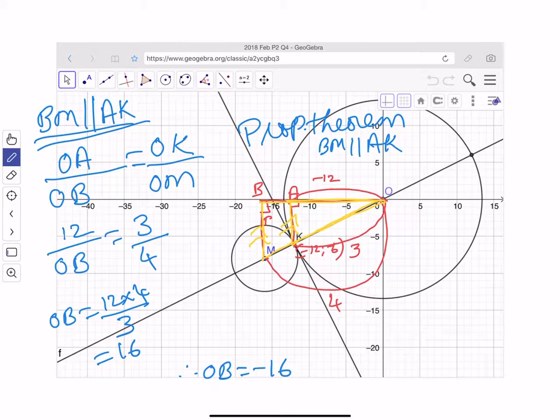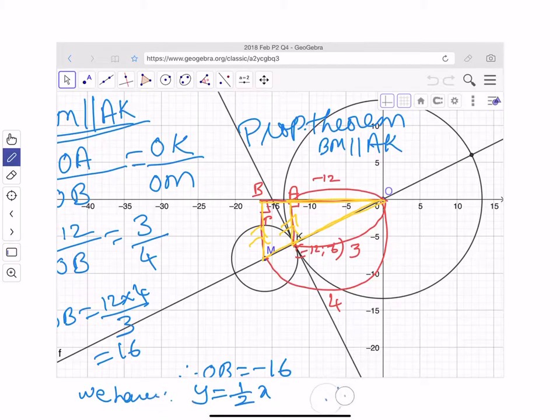But we have y is equal to half x. M lies on the line y is equal to half x. So I apply that property here. Y is equal to half x. Therefore, y is equal to half times negative 16, which is negative 8.